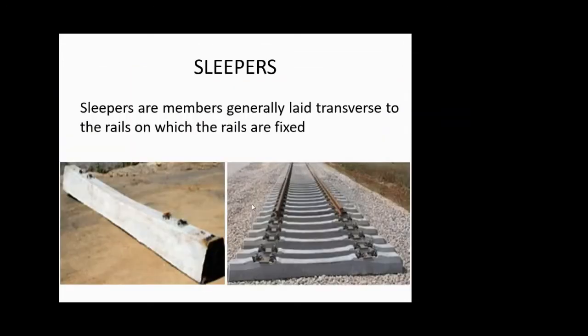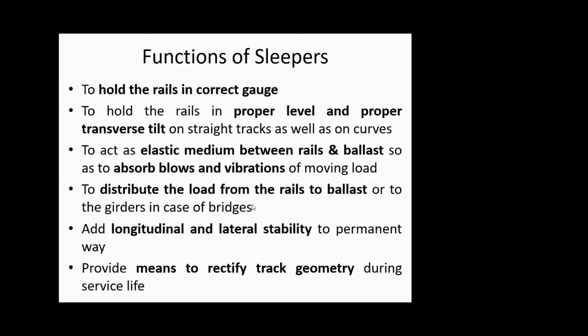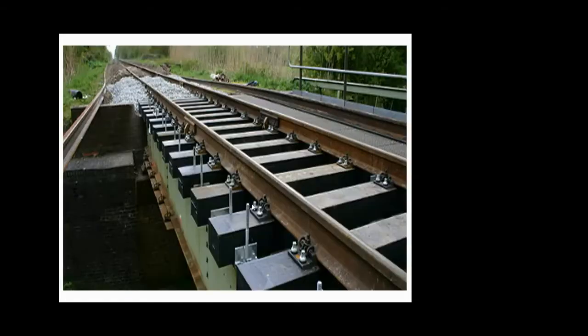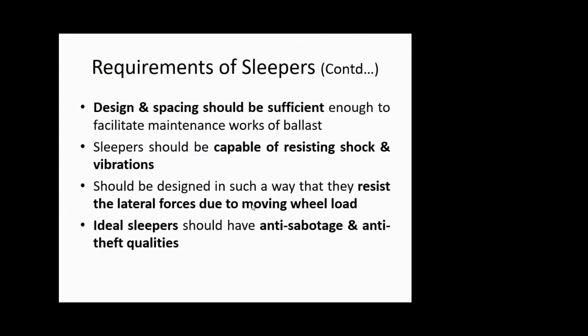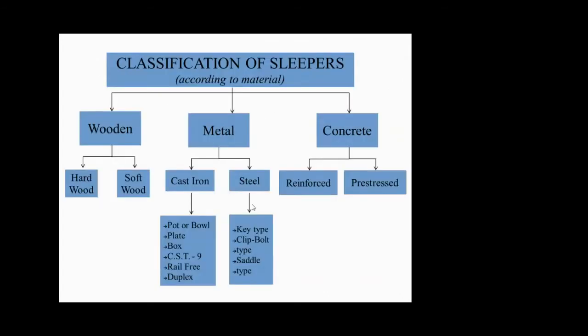Then we came to the next component, which is on which the rails are fixed. Those are the sleepers. Again, we saw the functions of sleeper. Then some typical pictures, the requirements of a sleeper. Then we came to the classification.